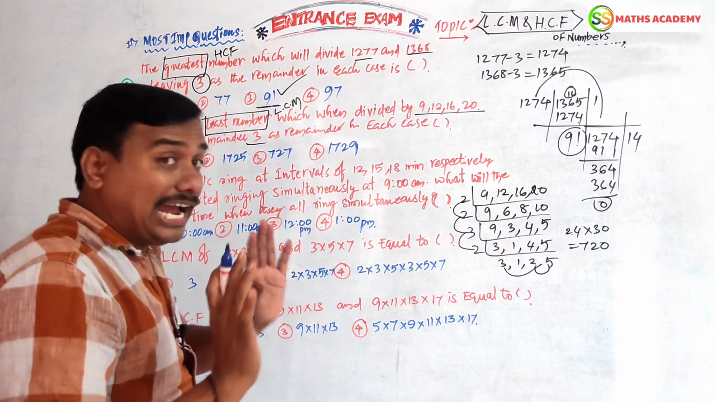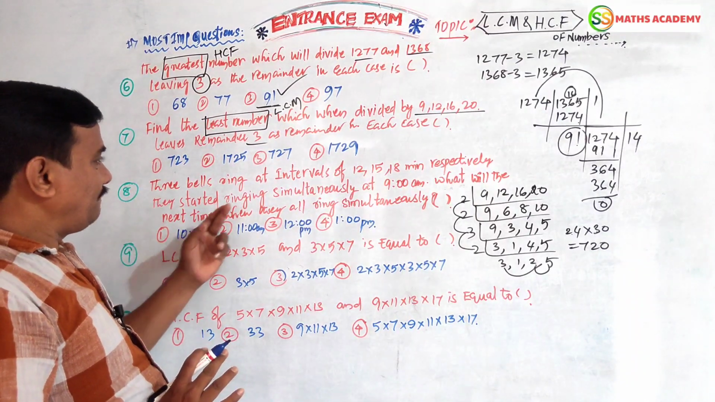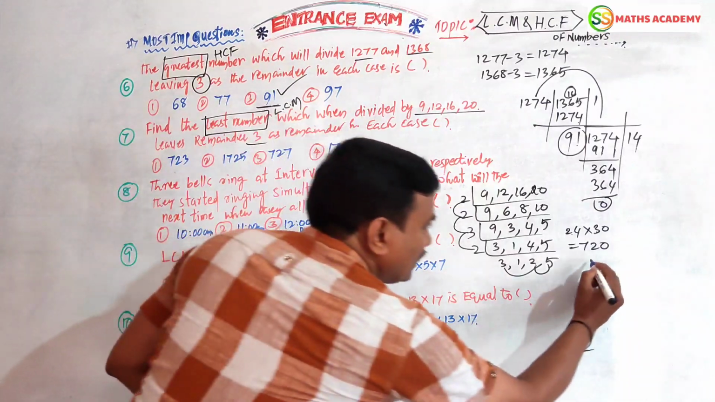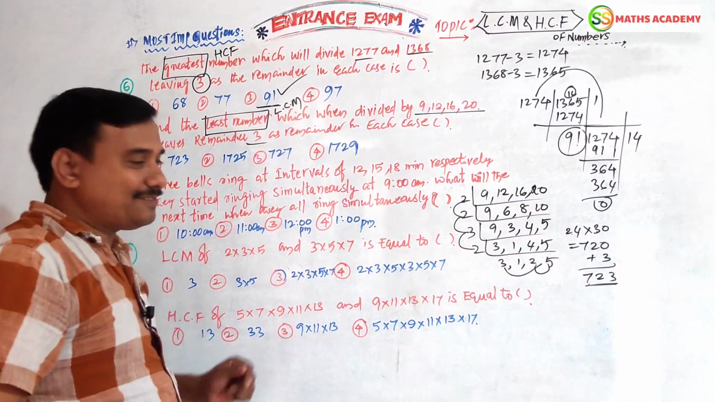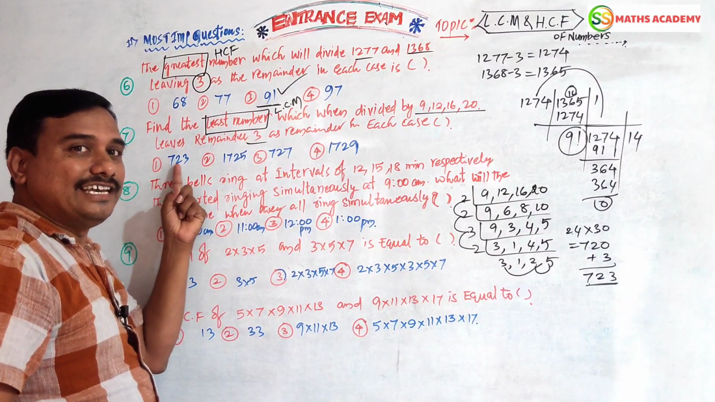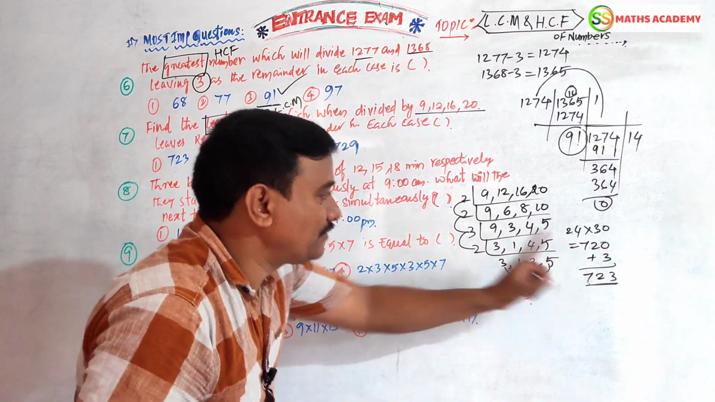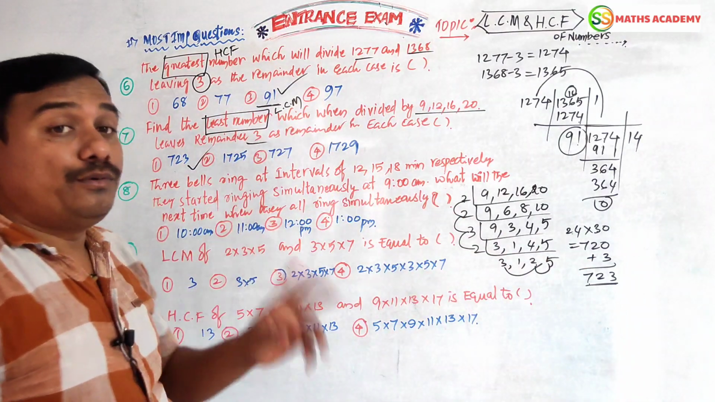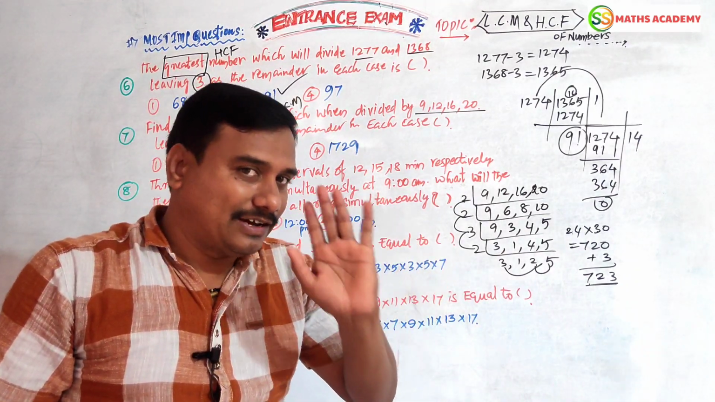720 is the LCM. I told you, at last you should add the remainder. What is the remainder here? 3. Add it. Yes, 723 is the answer. After getting the LCM, you should add this remainder to this number. Very important question, friends. Remember how to do it. I explained very clearly. Are you okay now?